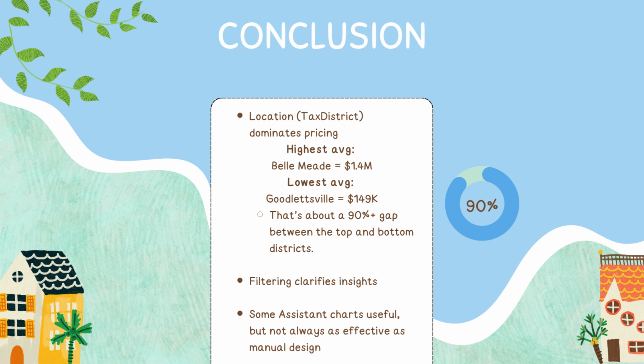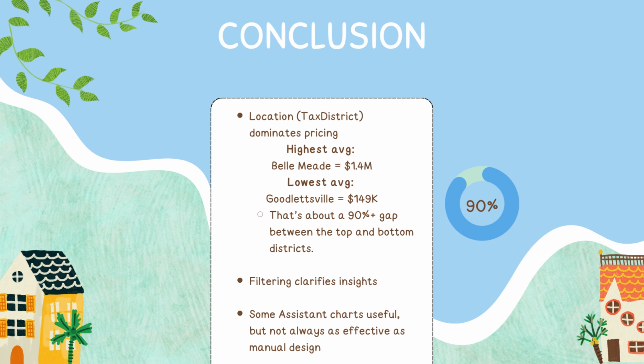To wrap things up, here are 3 key takeaways. First, location dominates. Belmead homes average about 9 times higher than Goodlettsville. Second, filtering outliers clarified relationships, turning messy charts into useful ones. And third, the assistant gave me some helpful surprises, but my charts were usually clearer for decision making.